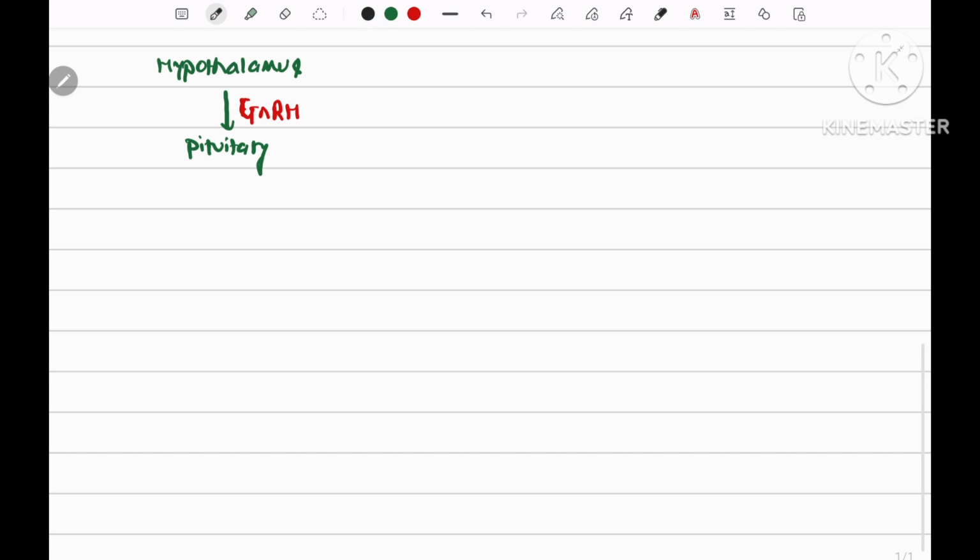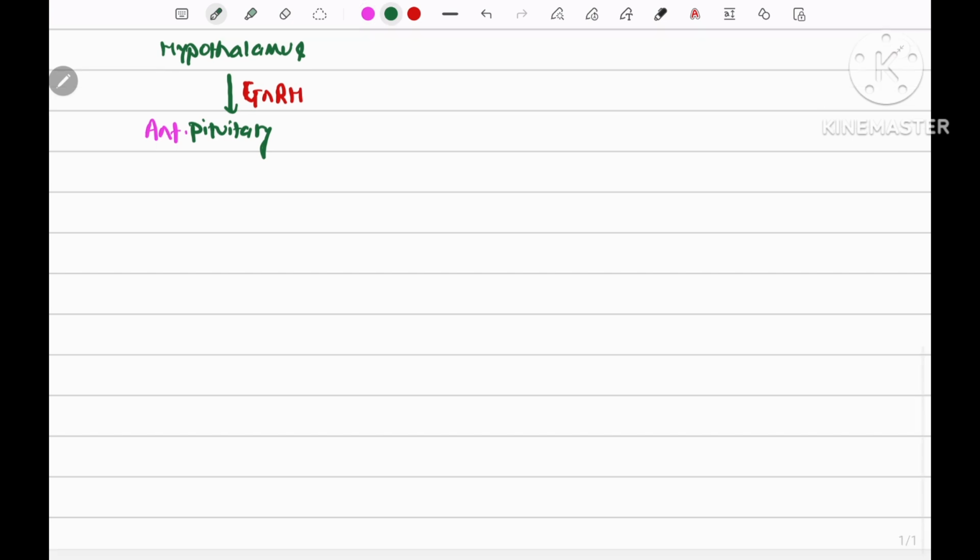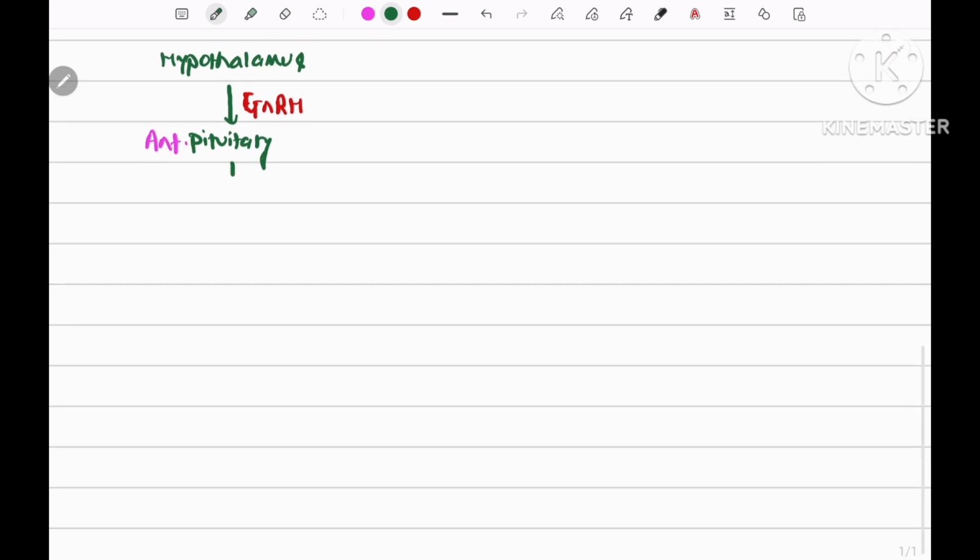And there is one important question in exam: which pituitary gland? It is the anterior pituitary. Now, after stimulating the anterior pituitary, it releases one hormone called follicle stimulating hormone. So in the ovary, there are a lot of follicles.